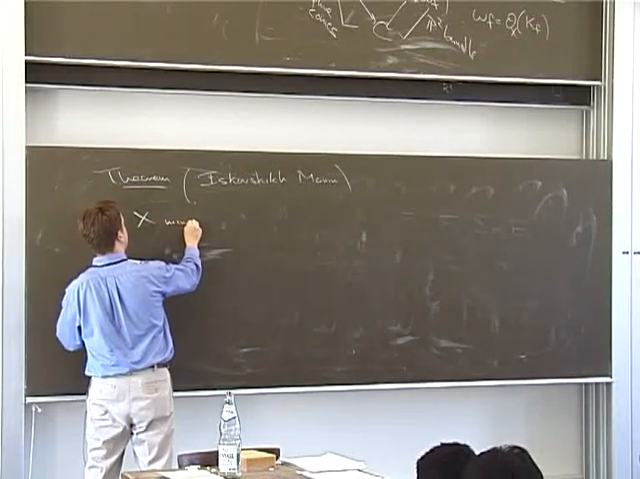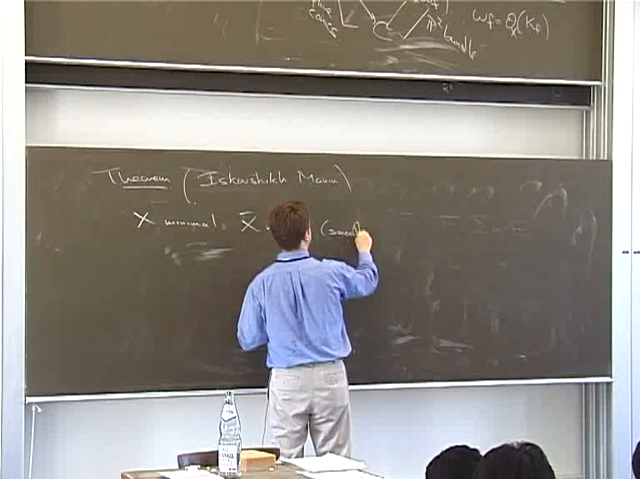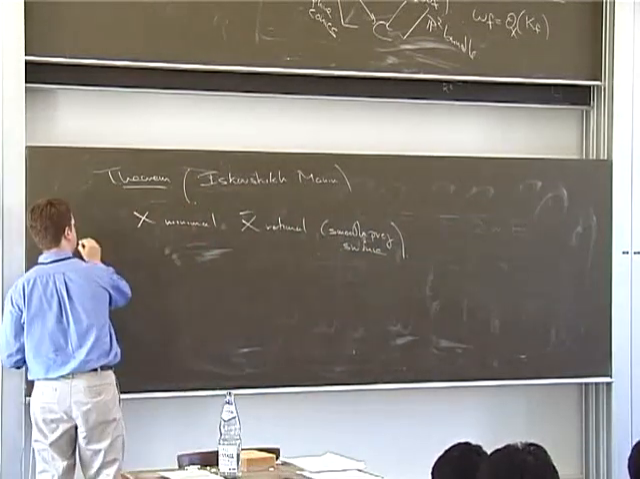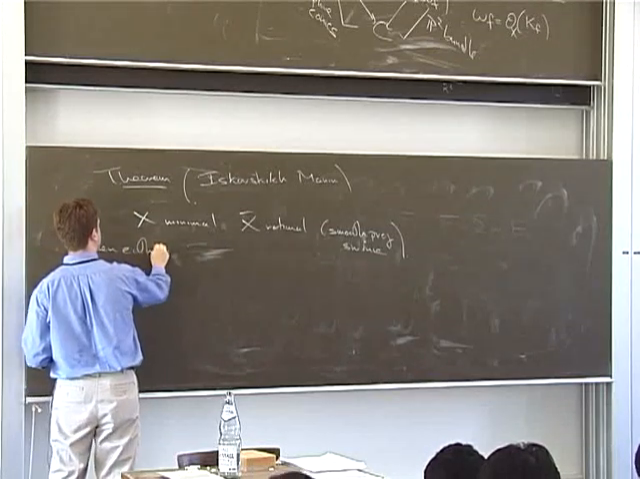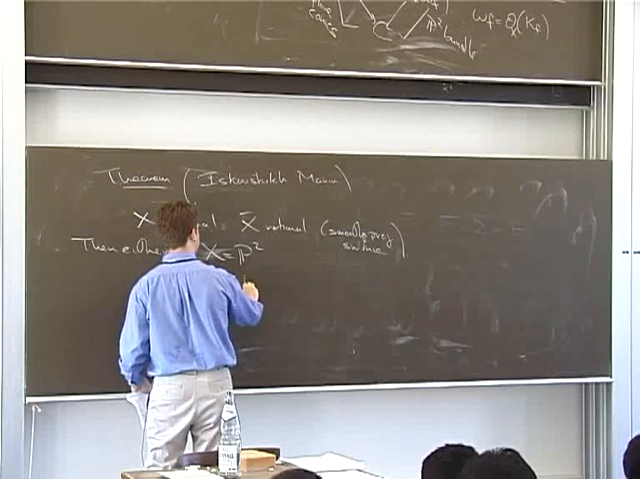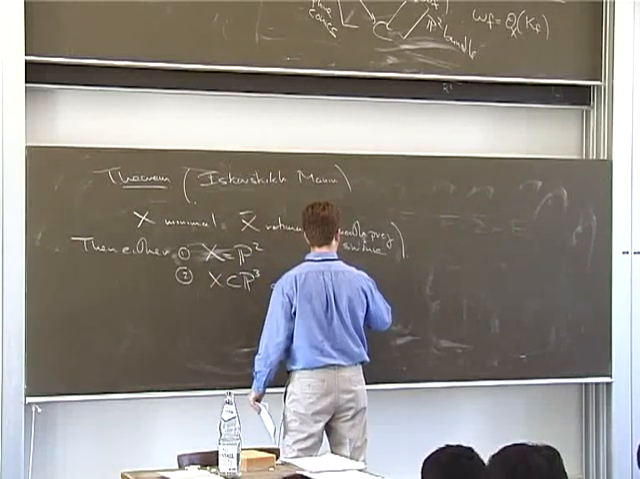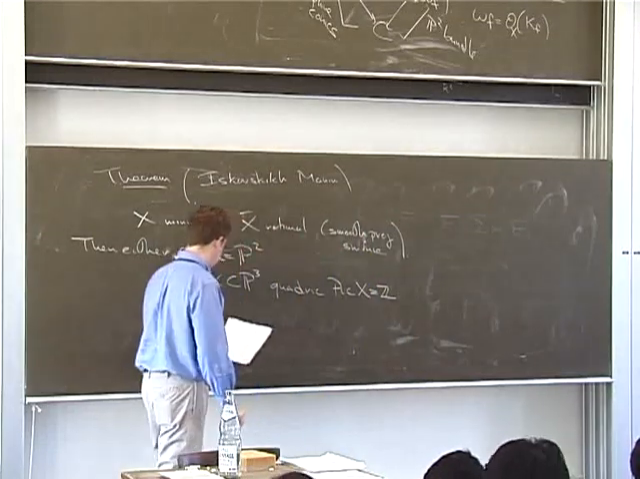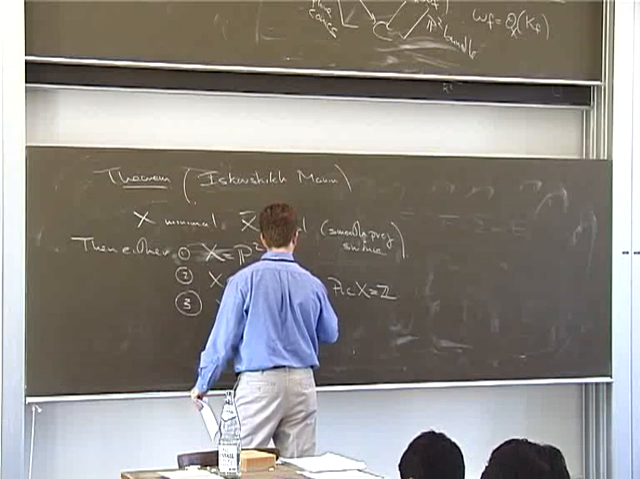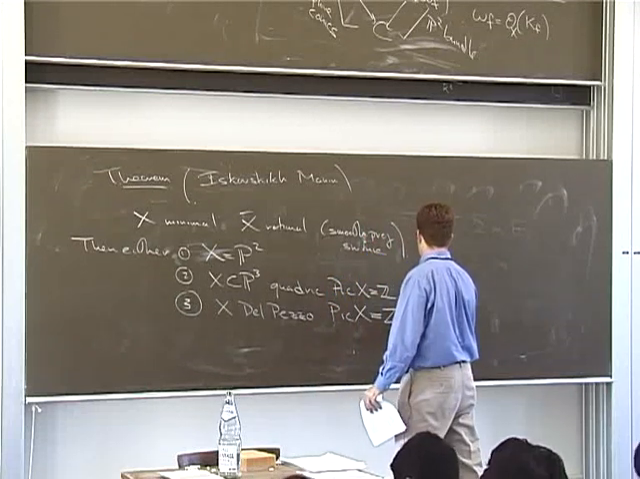Let's say X is minimal, and X bar is rational, and X is a smooth projective surface. So then either X is P2, or X in P3 is a quadric, so that the Pic of X is isomorphic to Z. Or X is del Pezzo with the Pic of X generated by the canonical class.